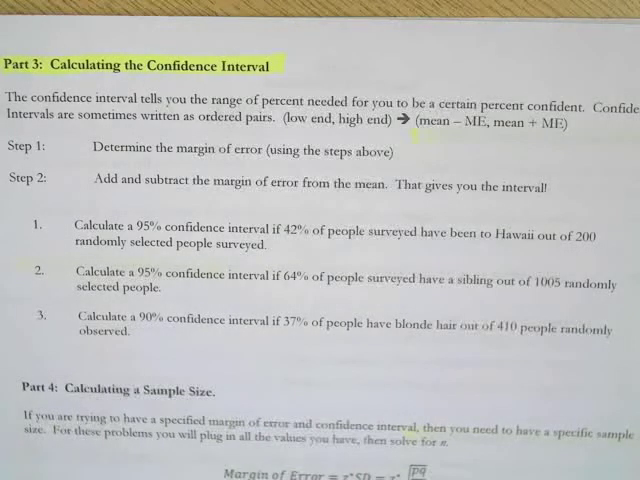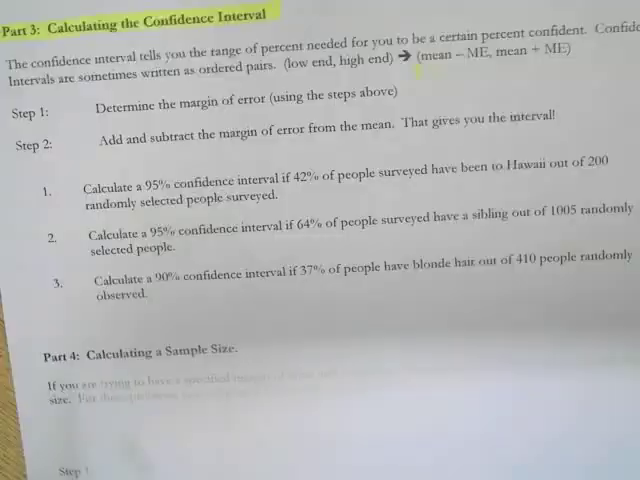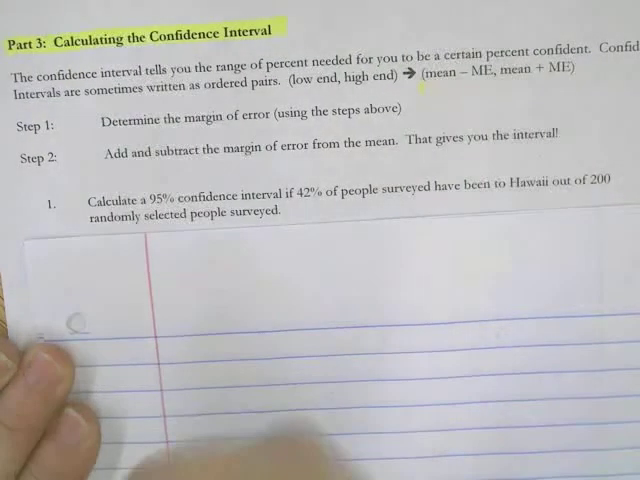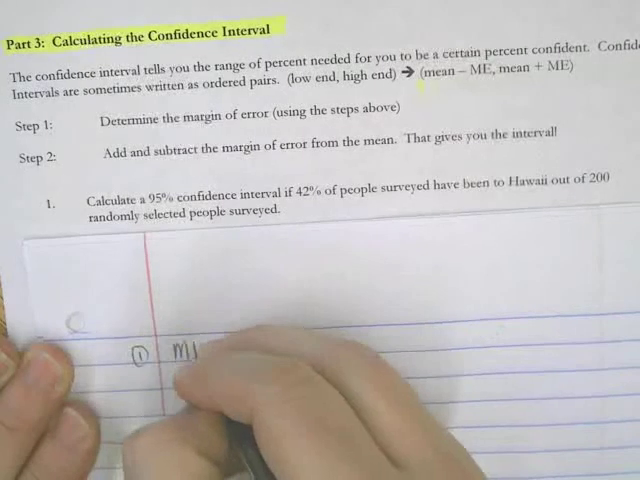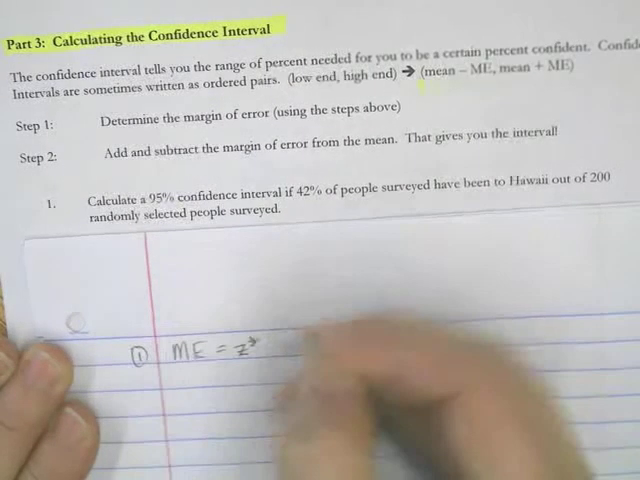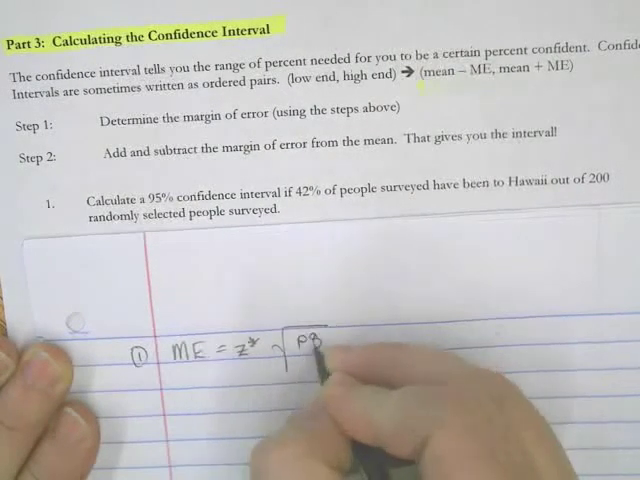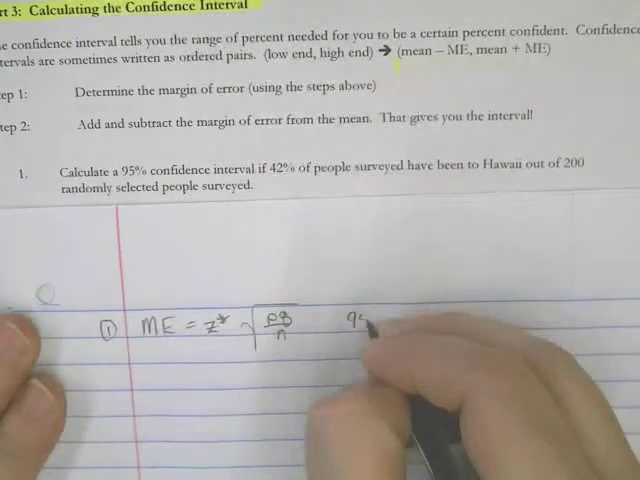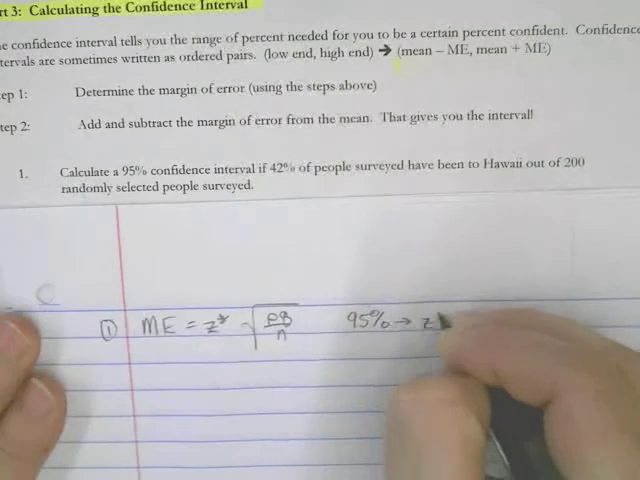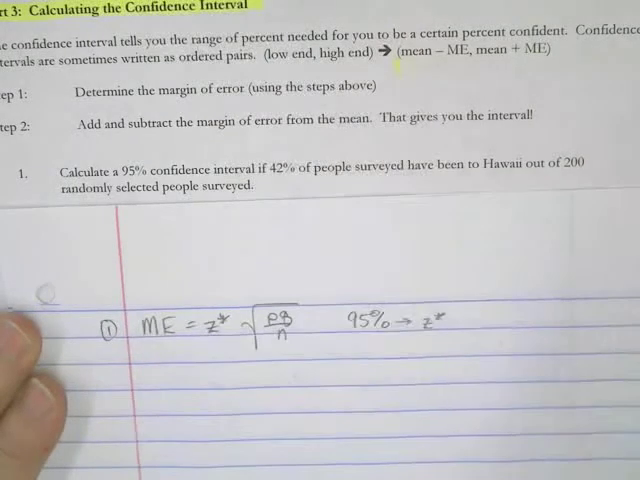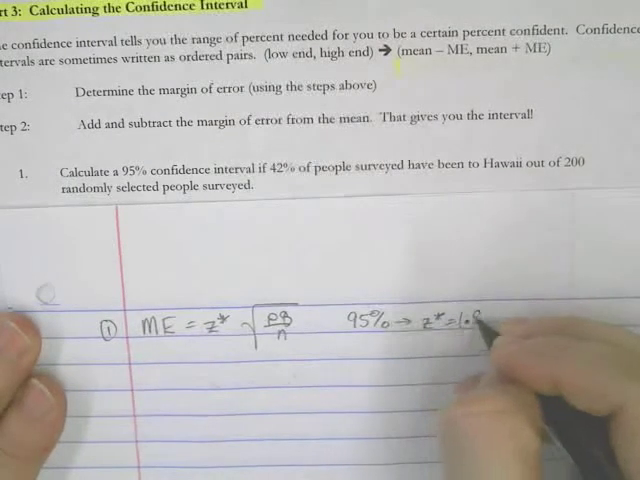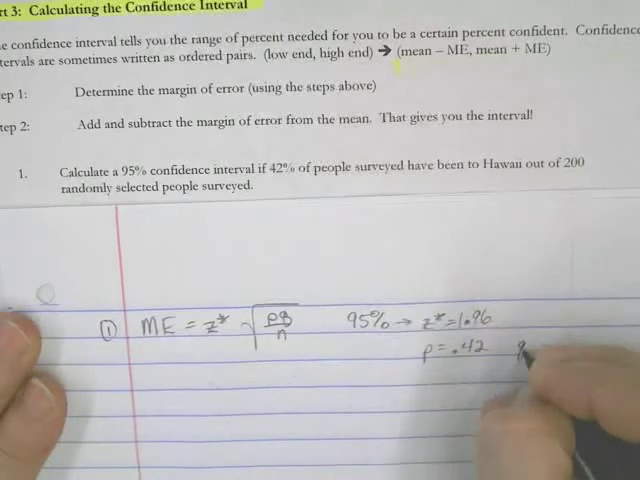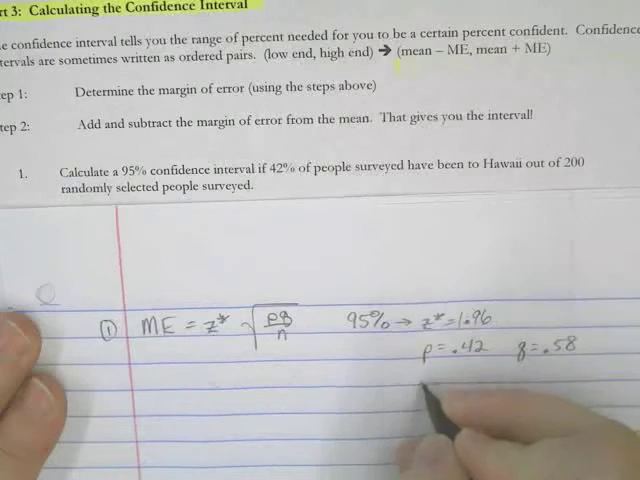So let's start off by looking at number 1. For number 1, a 95% confidence interval. I still need my margin of error. I have to find that. That's the key point right now. PQ over N. So for 95% confidence, my critical point is 1.96. My P for this problem is 42%, which means my Q is 58%, and then my N is 200.